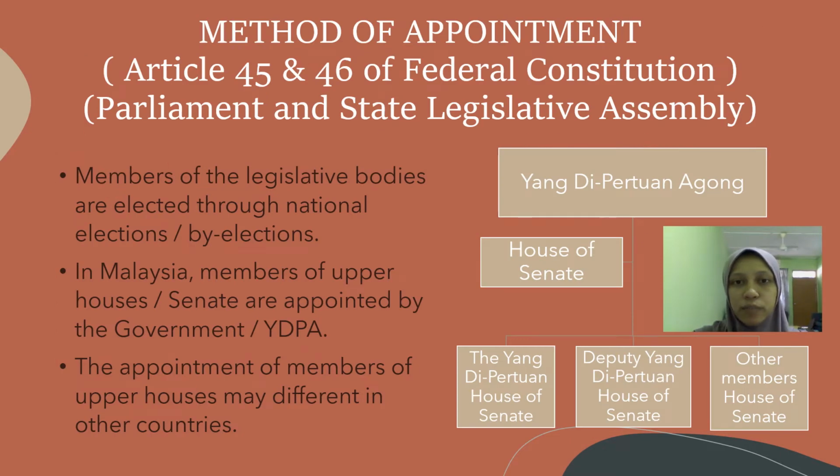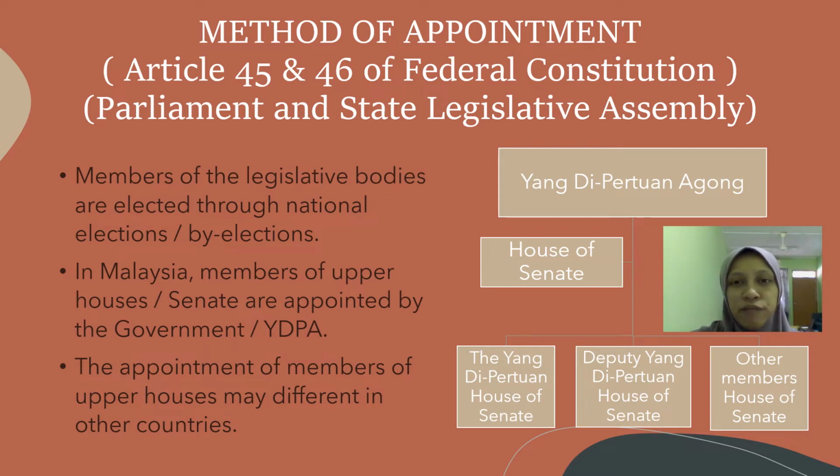Methods of appointment. In Malaysia, methods of appointment are according to Article 45 and Article 46 of the Federal Constitution. Members of the lower house are elected through national elections or by-elections. Members of the upper house, or Senate, are made up of two categories: 26 members elected by the state legislative assemblies to represent the states, while 44 members are appointed by the YDPA, the head of state, with the advice from the head of the government.